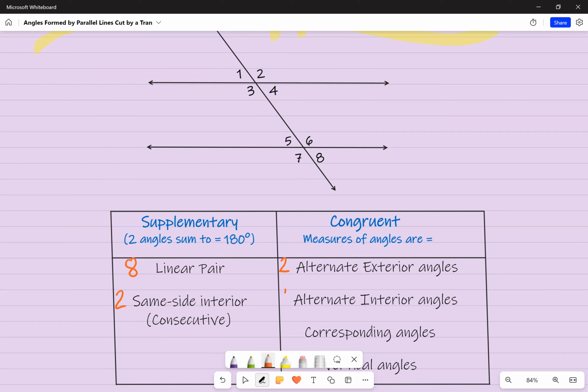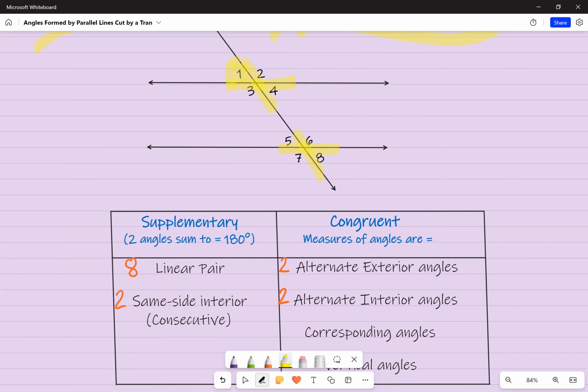And then corresponding means that if I were to pick up what I see as kind of a crooked plus sign, so this is like a plus sign, if I were to pick that up and I placed it down here, which ones correspond? What I mean by that is on top, I have angle 1.